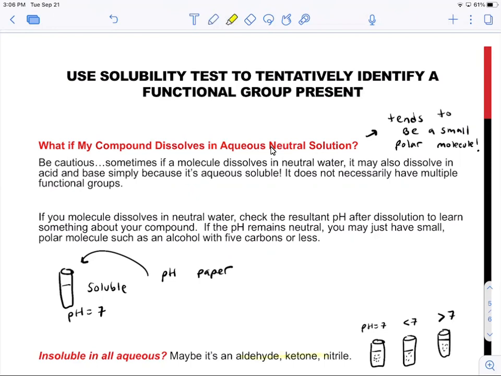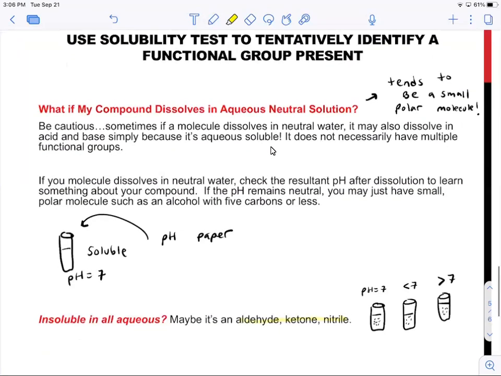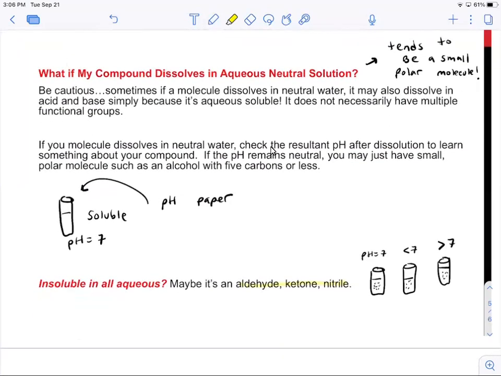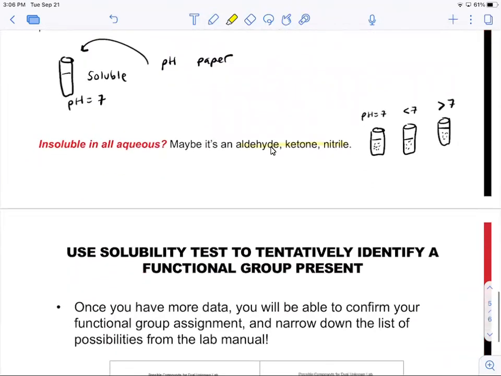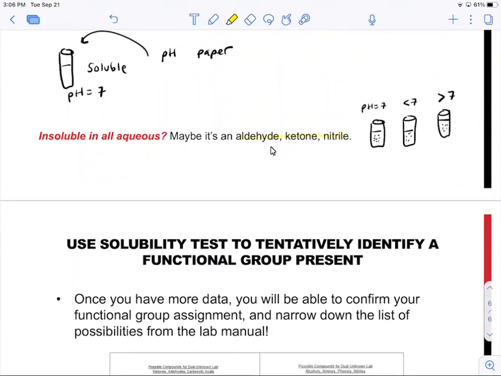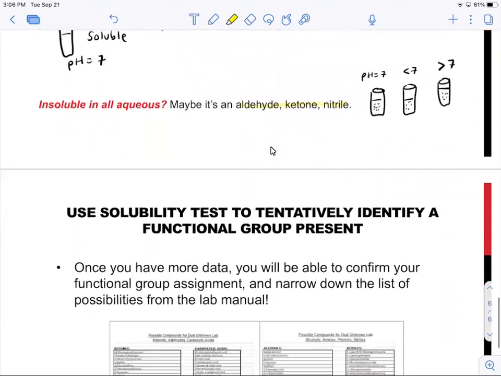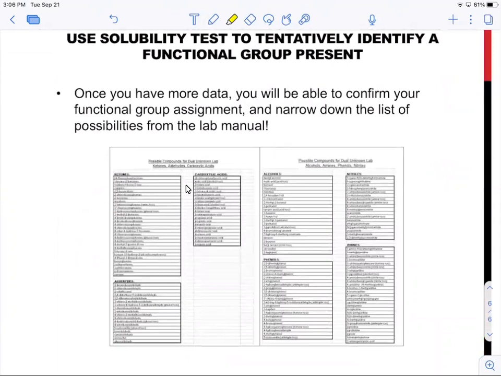And you might be wondering, how do I go about narrowing down the list if I fall in this category of being neutral with so many possible functional groups still remaining as possibilities? And this is where infrared spectroscopy, which is linked in the second pre-lab video, is really going to help you narrow down those neutral possibilities. So once you have more data, you'll be able to visit these long tables in the lab manual, and you'll be able to really start to narrow down from the hundreds of possibilities to much fewer possibilities.